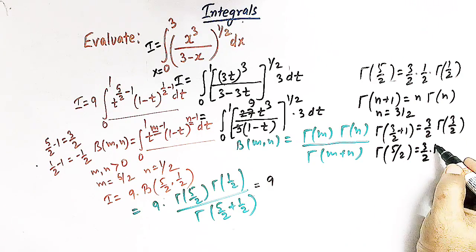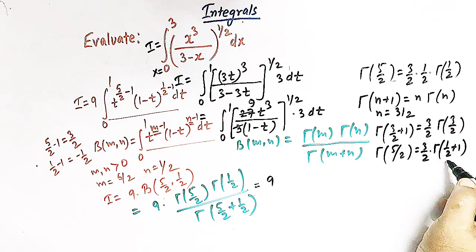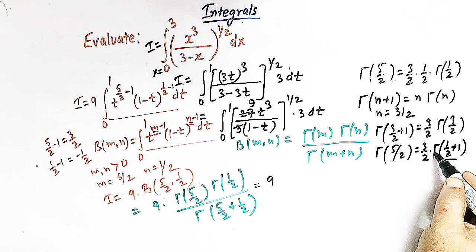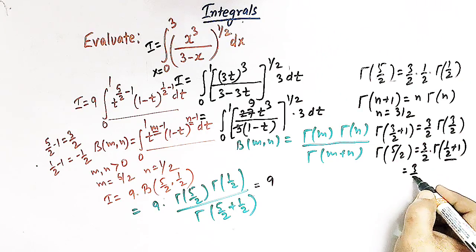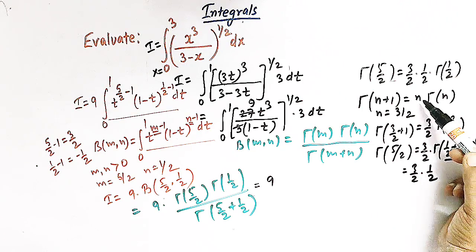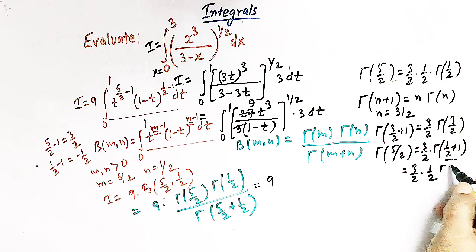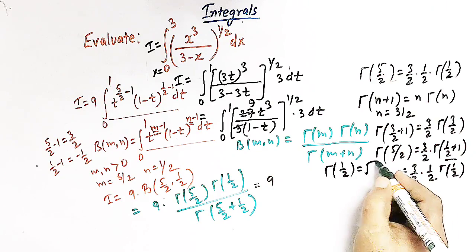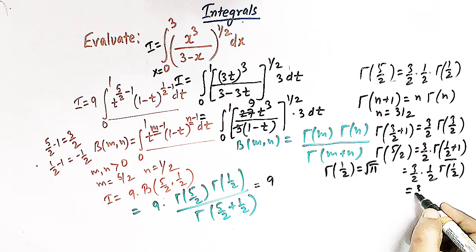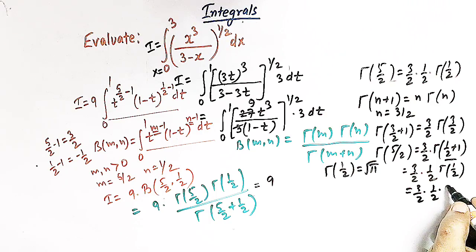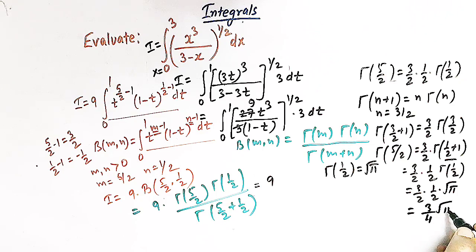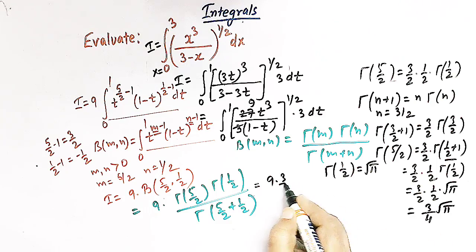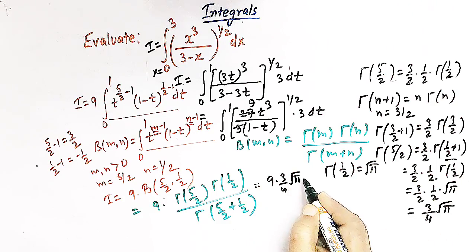Gamma 3 by 2 can also be written as gamma half plus 1. So again, applying this rule to gamma half plus 1, we can write 3 by 2 times half, that is n times gamma n, so here we have gamma half. And gamma half is equal to square root of pi. So here we have 3 by 2 times half times square root of pi, so this is 3 by 4 times square root of pi. So gamma 5 by 2 is now equal to 3 by 4 times square root of pi.